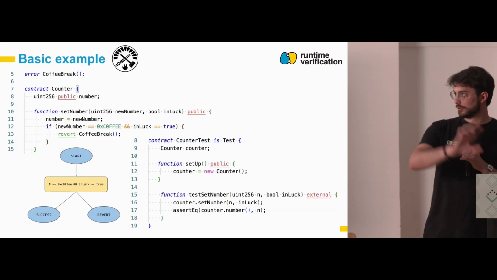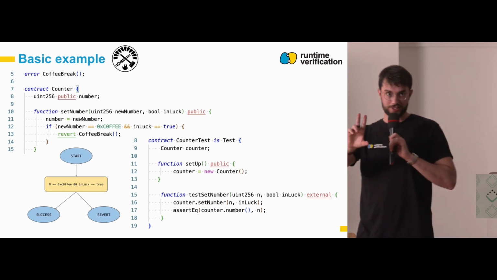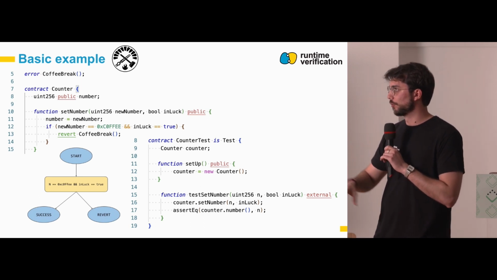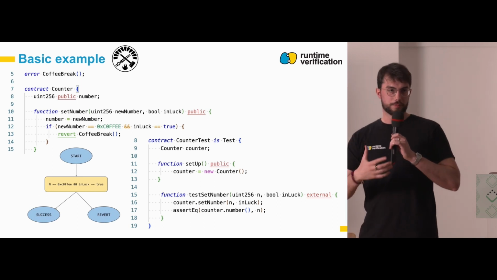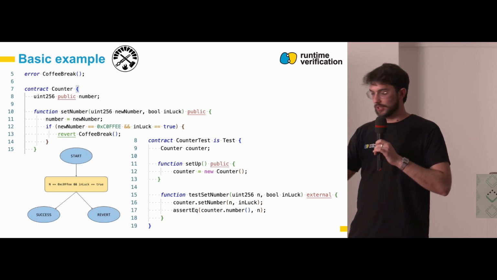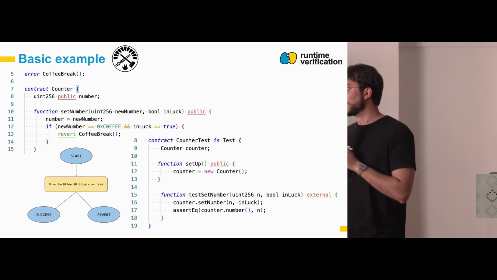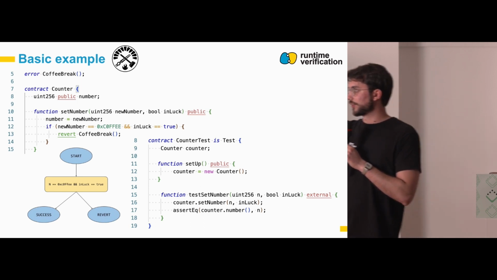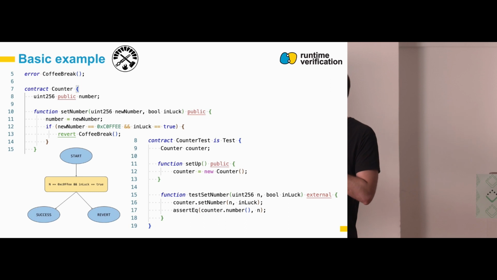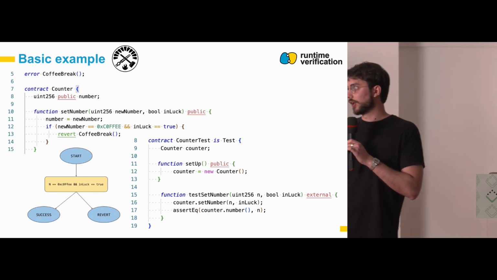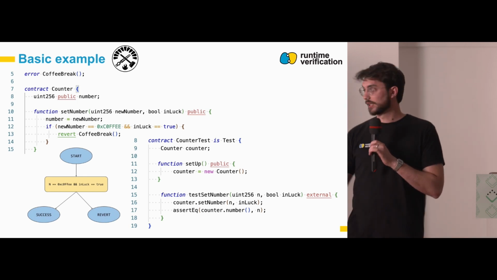It's not over yet because I still have 3 minutes. So let's go through an example very quickly. Because now you can say, oh my God, it's still symbolic execution, and the slides I showed about K are terrible, so what are you going to do? So this is a very simple contract. Basically, it's a set number. If your number is not coffee and you are not in lock, then it will update. But if you are in lock and your number is coffee, it will just revert.